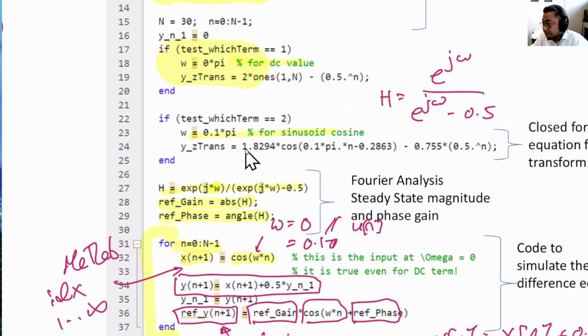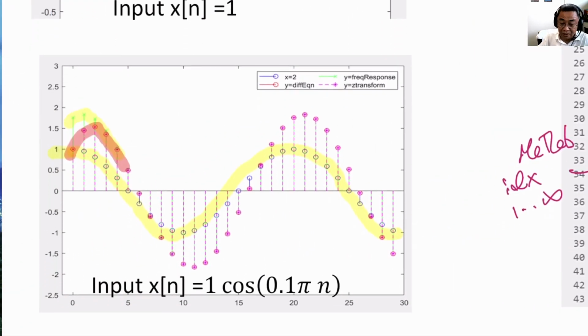What about the sinusoid at 0.1 pi? This is 1.829. You'll realize that this is the steady state response gain, and this is the steady state response phase shift. What about this term? Again, 0.5 to the power of n. When n tends to infinity, this goes to 0. So this is the term for the transient condition that can be calculated using the Z transform. This term dies down after, in our example, about 5-6 samples. Okay, that's it. Thank you.